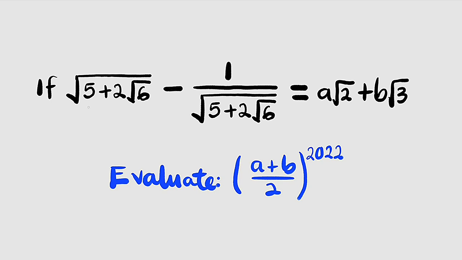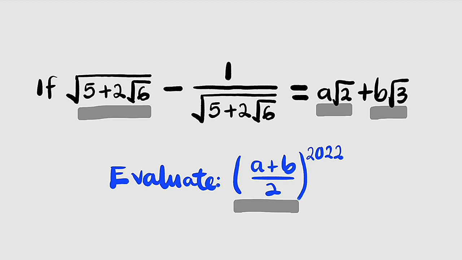In this tutorial, we are going to find a solution to this interesting problem. We are given that (√(5 + 2√6) − 1) / √(5 + 2√6) is equal to a√2 + b√3, and we are asked to evaluate ((a + b)/2)^2022, which implies that we have to find the values of a and b from the first equation.